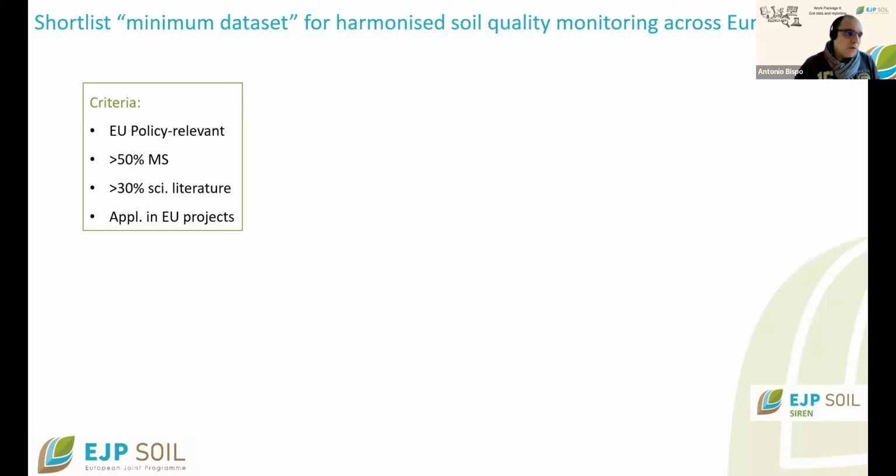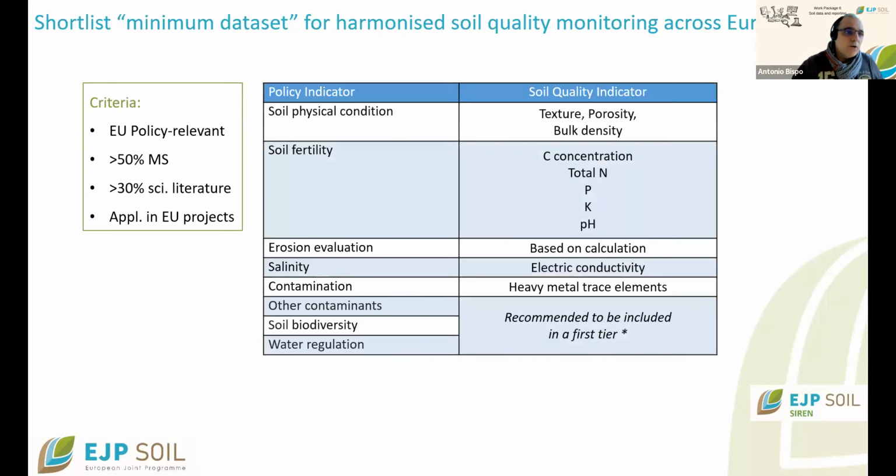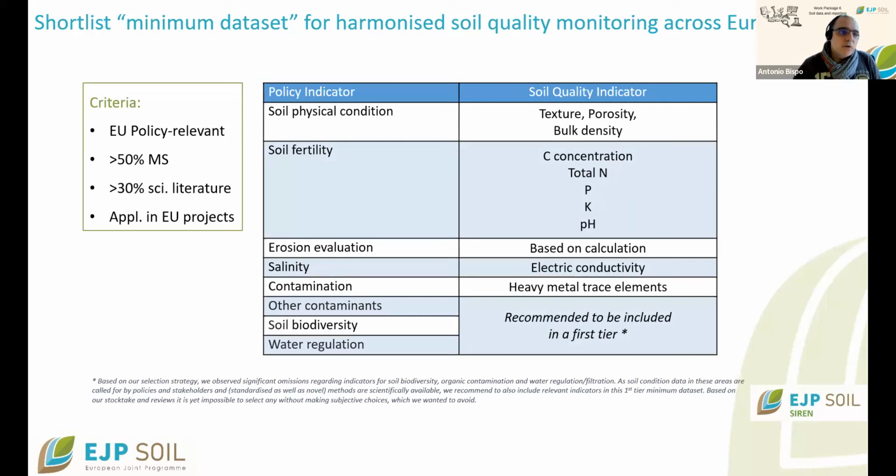And then the third and fourth criteria were that they should be used in the literature and recommended, and also applied and tested in several EU projects. So when you cross all those requirements, you end up with the following table. The first column is about the policy relevance of those indicators. They will report on the soil physical conditions, on the soil fertility, on the erosion, on salinity, on contamination, and on soil biodiversity and water regulation. These are the main issues raised by the different policies.